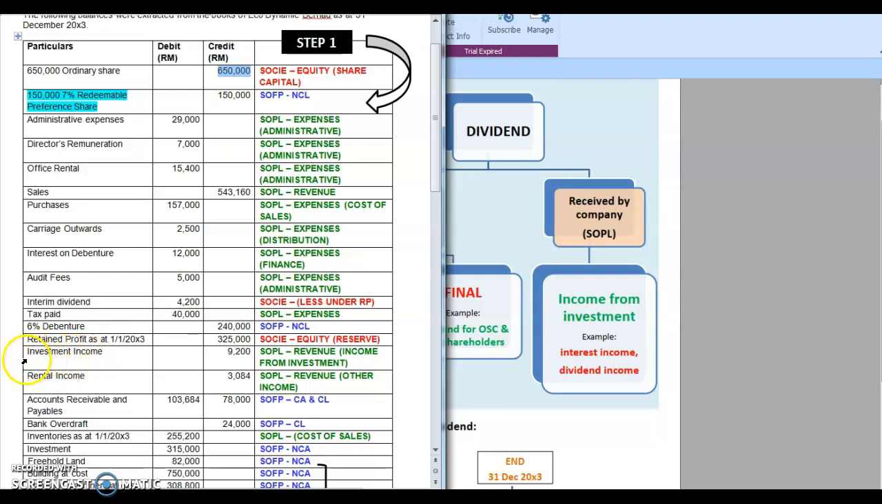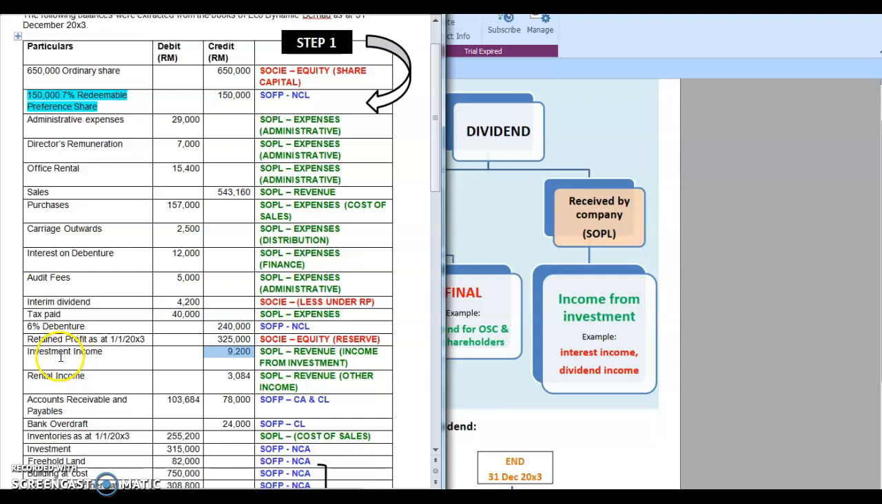So one of the guidelines to identify whether a dividend is income or expense is to look at the debit or credit column. If the dividend is stated in the credit column, it shows that the dividend is in the form of income, because the credit column shows items reported as revenue.